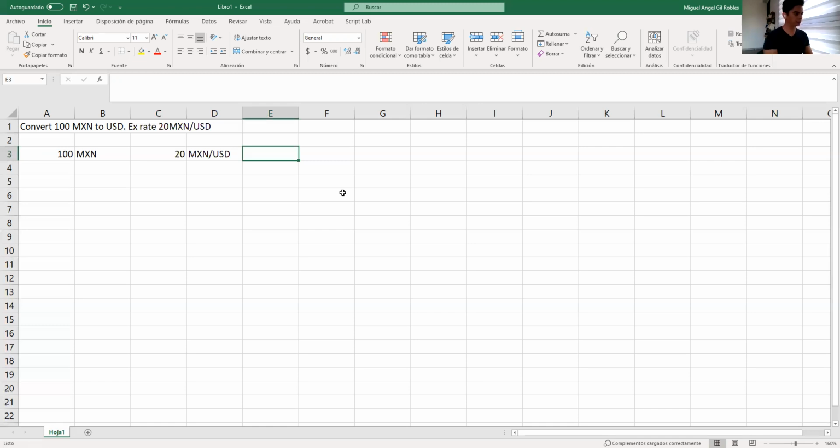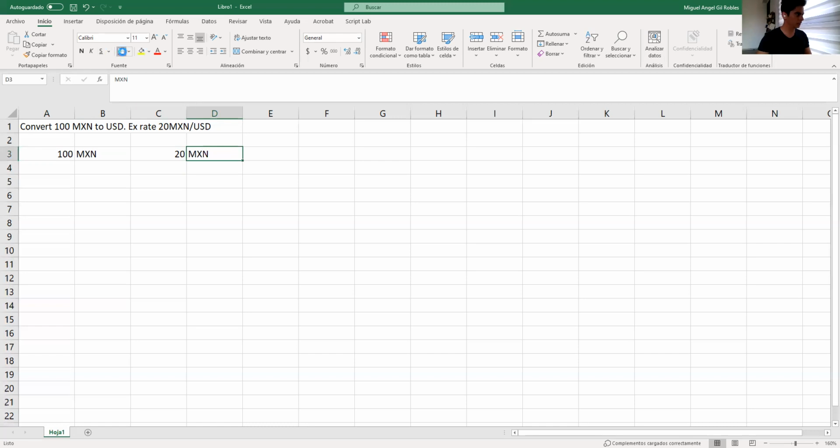So now the question is, what is the mathematical operation that I need to do? Do I need to multiply, or do I need to divide the 100 over 20, or 100 times 20? I think all of you are thinking divide, right? Divide 100 pesos over 20. But what's the reason for this? If you think mathematically, and probably this will help you.